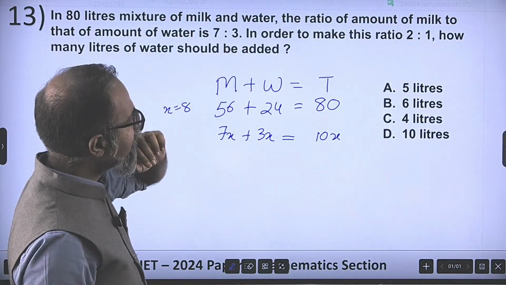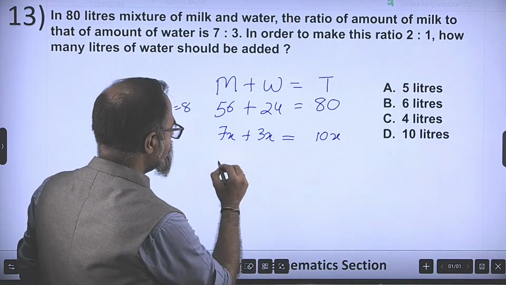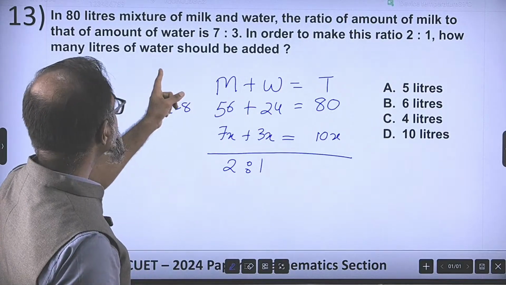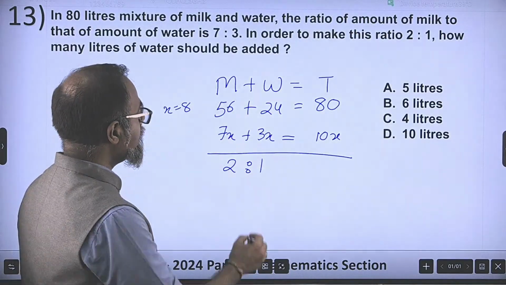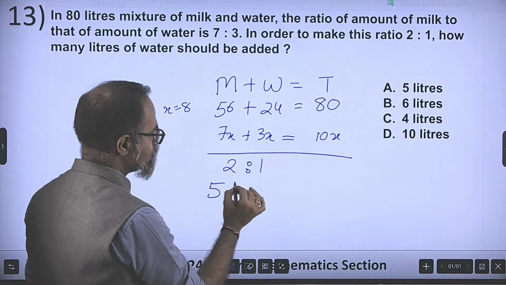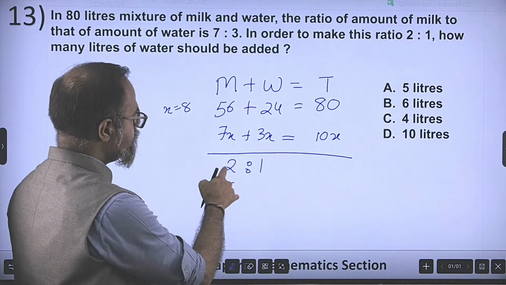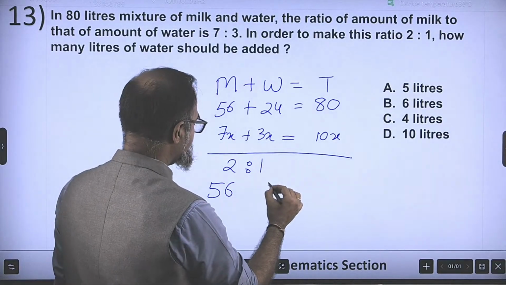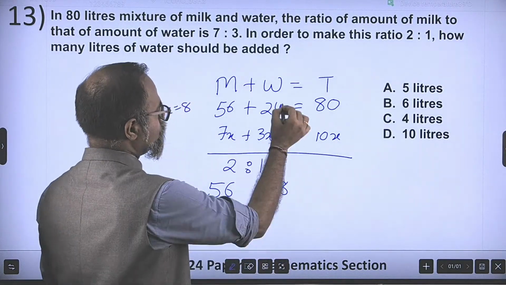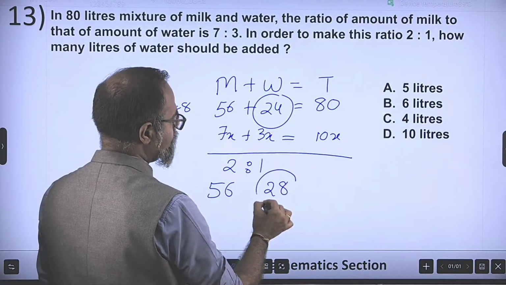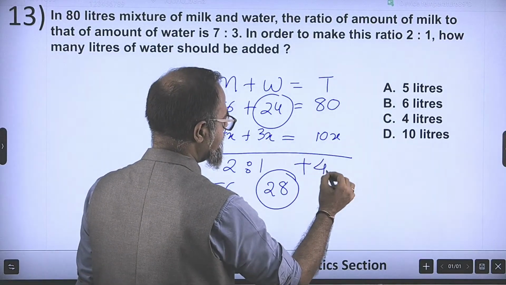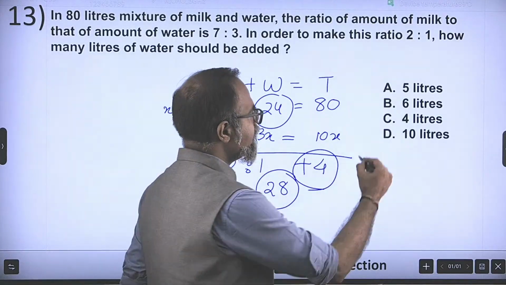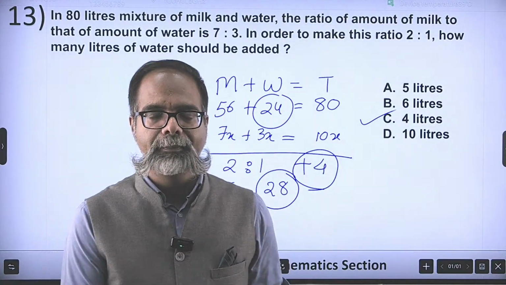In order to make the ratio 2:1, so now the new ratio has to be 2:1. How much water should be added, right? Milk remains as it is. So milk remains at 56. So if 2 is 56, then 1 is half of 56. Half of 56 is 28. So 24 liters should become 28. For that, I need to add 4. That's it. How many liters of water should be added? 4 liters of water should be added.